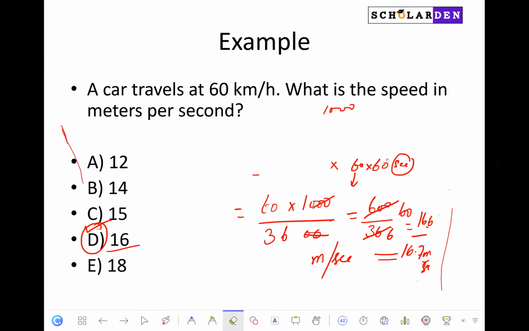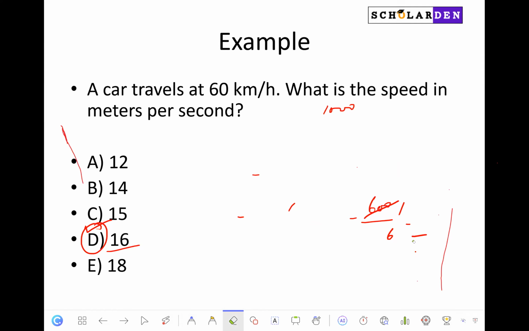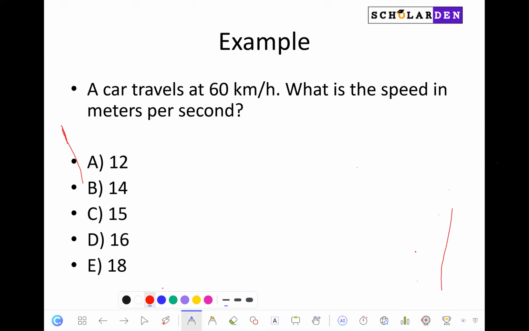So sometimes, for example, you can do the reverse order as well. In any unit conversion, what we have to understand is that when we're going from a larger unit to a smaller one, we always multiply. But when we are going from a smaller unit to a larger unit, then you have to divide.